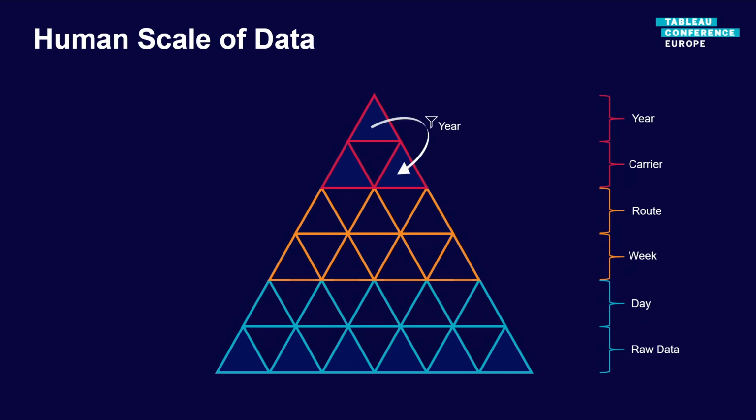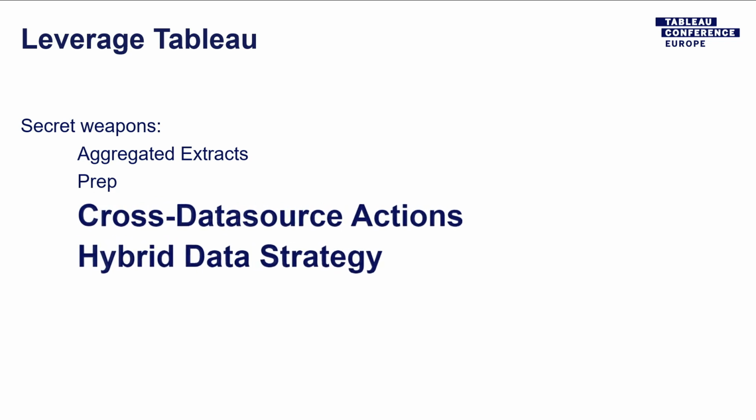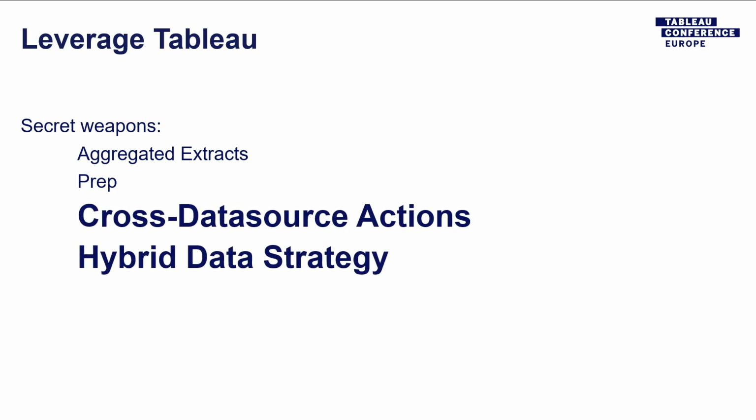And it allows us to drill down, right? We can drill down from year to carrier, maybe down to route, down to week. And then, of course, at some point, you want to drill down into that lowest level of granularity. And then also, you've taken your end user along that journey, and they know exactly where they are because they've made those selections. They've worked with that dashboard. They use that interactivity. Now, this is where we move into two extra secret weapons that Tableau can give us. And they're the cross-data-source actions, and actually the hybrid data strategy by itself enables us to do so.